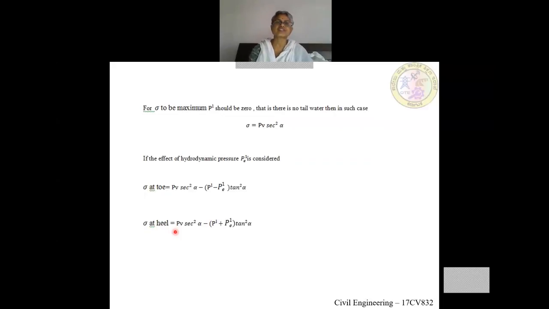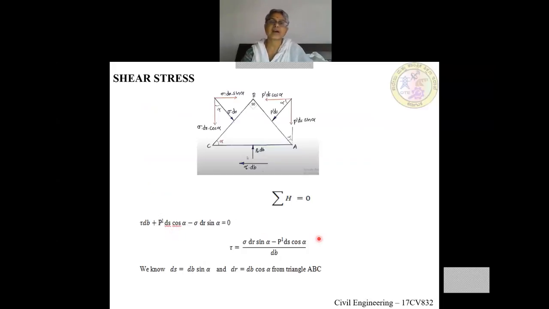To find the shear stress tau, let us take sigma h equal to 0, that is, the sum of all the horizontal forces is equal to 0, considering the forces acting on the small element. Here tau dB is horizontal, from right to left, which is taken as positive. So these will be negative: minus sigma dr sine alpha, and again positive, minus P dash ds cos alpha. We want the expression for tau, so tau is equal to these two divided by dB.